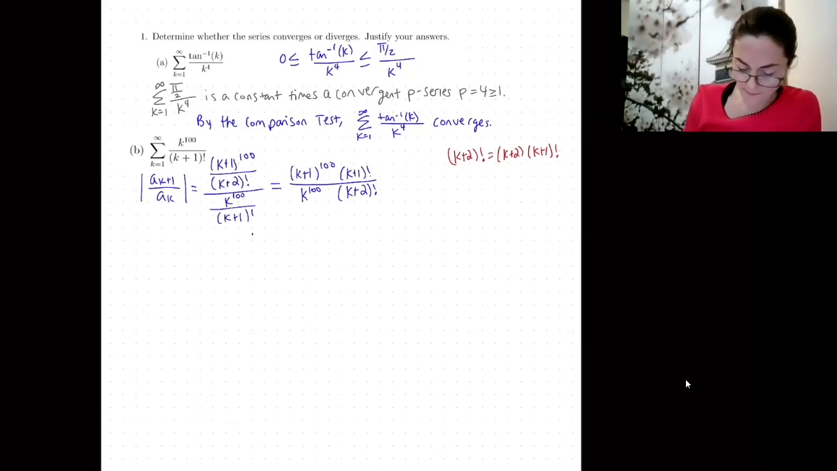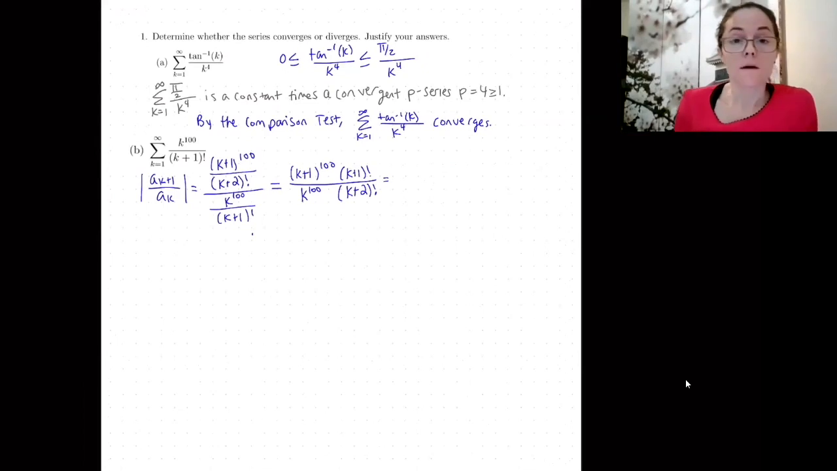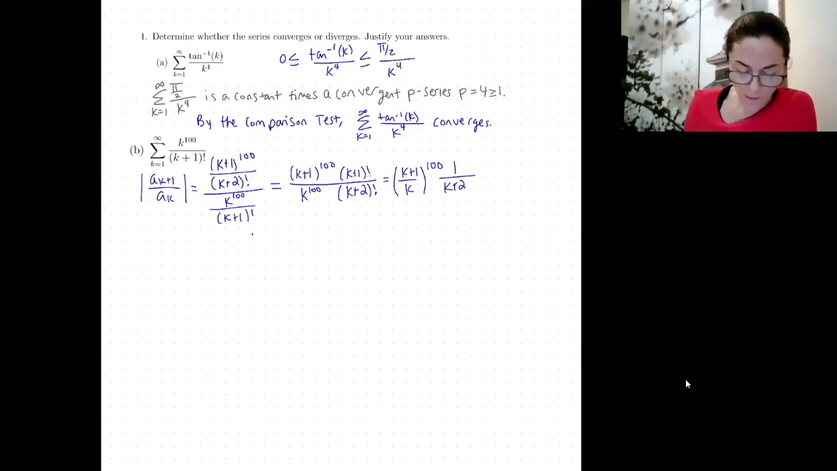So let me erase this now that I have discussed it. And I will get, well, this first one is something all to the 100. This will be k plus 1 over k all to the 100. And then I have a k plus 2 here. Now this is as simplified as I can make it at the moment. So now I will take a limit.